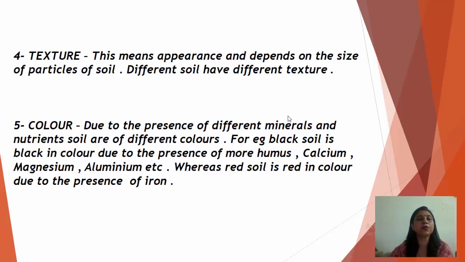The next property of soil is color. Due to the presence of different minerals and nutrients, soils are of different colors. For example, black soil is black in color due to the presence of more humus, calcium, magnesium, aluminium, etc. Whereas red soil is red in color due to the presence of iron. So, according to the type of minerals and nutrients present in the soil, they are of different colors.